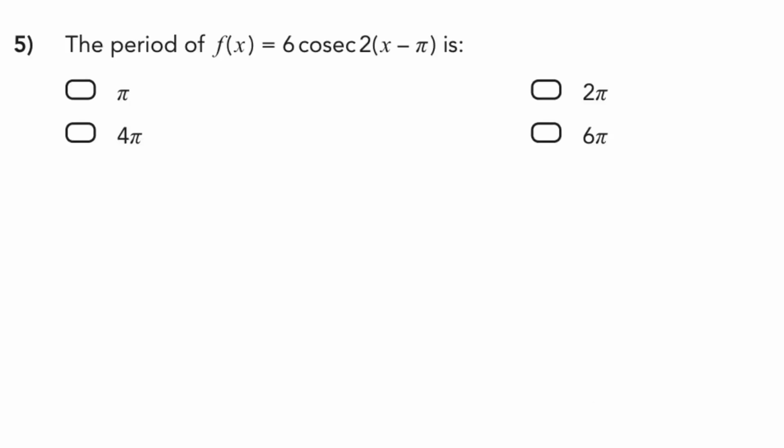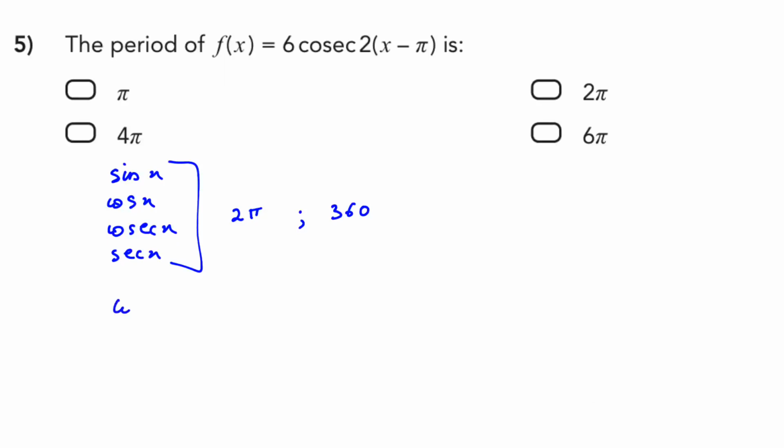In this question, we have to find the period of f of x is equal to 6 cosec 2 bracket x minus 5 bracket closed. Before we begin, let's just review the period of each trigonometric identity. Sine, cos, cosec, and sec all have the period 2 pi or 360. And cot and tan has a period of 180 or pi divided by k.